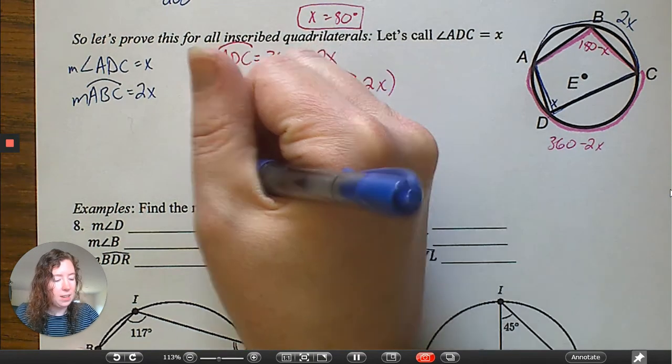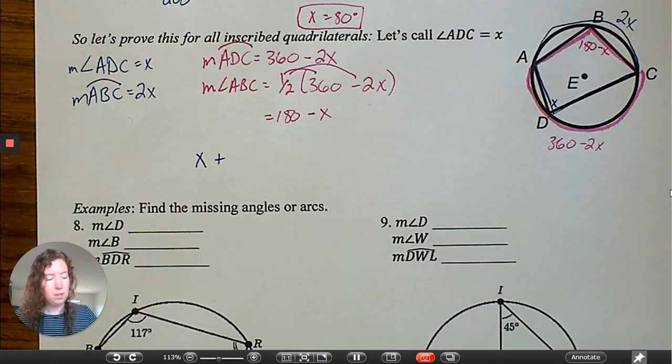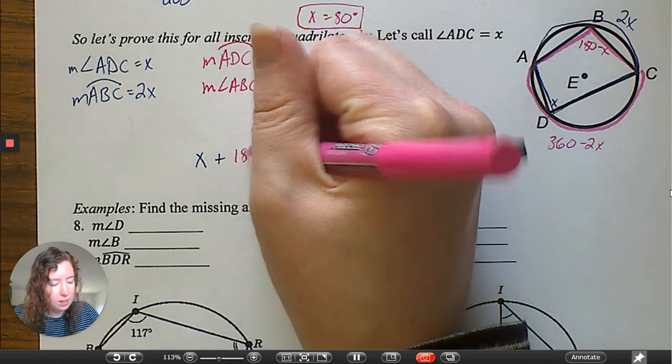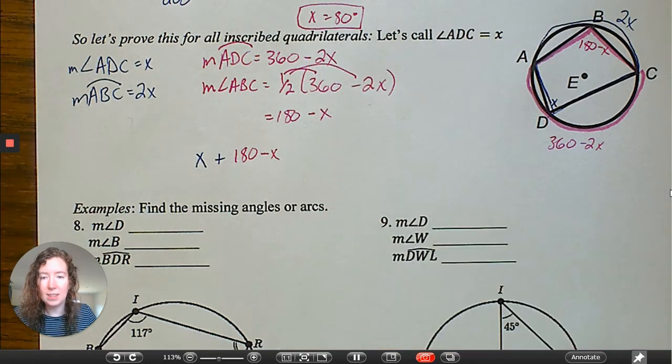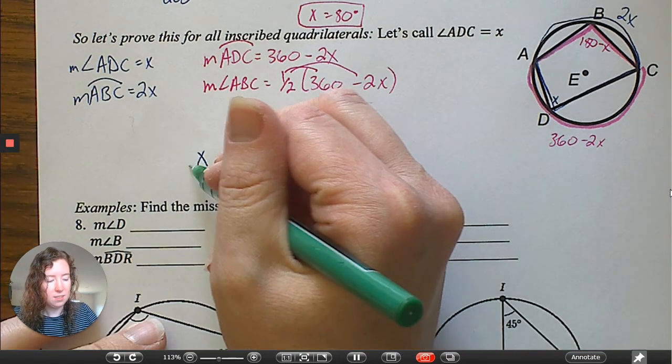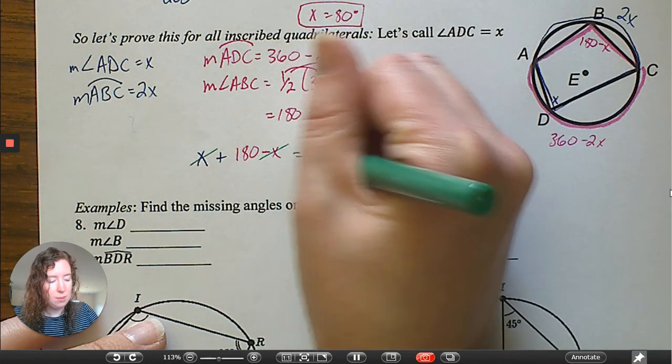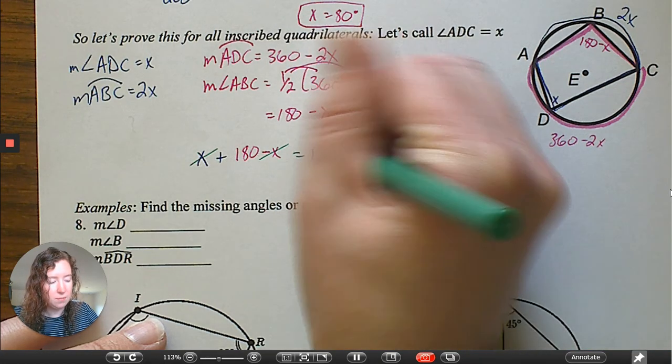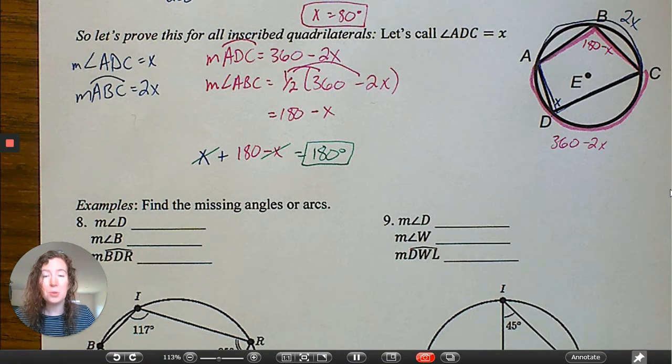If I add x to 180 minus x, the x's cancel, right? X minus x. And I'm just left with 180 degrees. So that proves that no matter what the values, my opposite angles in an inscribed quadrilateral will always be supplementary.